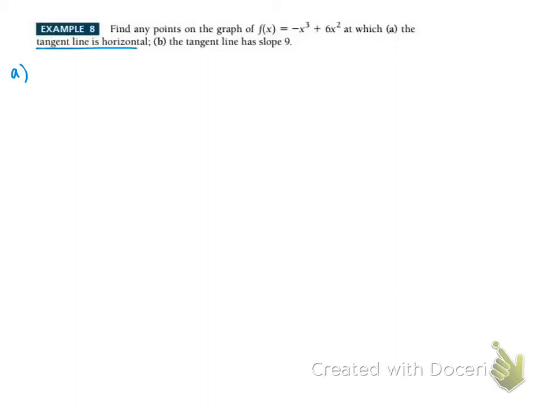Okay, first of all, for part A, we want the tangent line to be horizontal. What's the slope of a horizontal line? 0. So that means we want the slope of the tangent line to equal 0, which means we need to find the values of x for which the derivative at x equals 0, because of course the derivative is the slope of the tangent line. So then what we need to do is find the derivative of the function and then set it equal to 0 and solve for x.